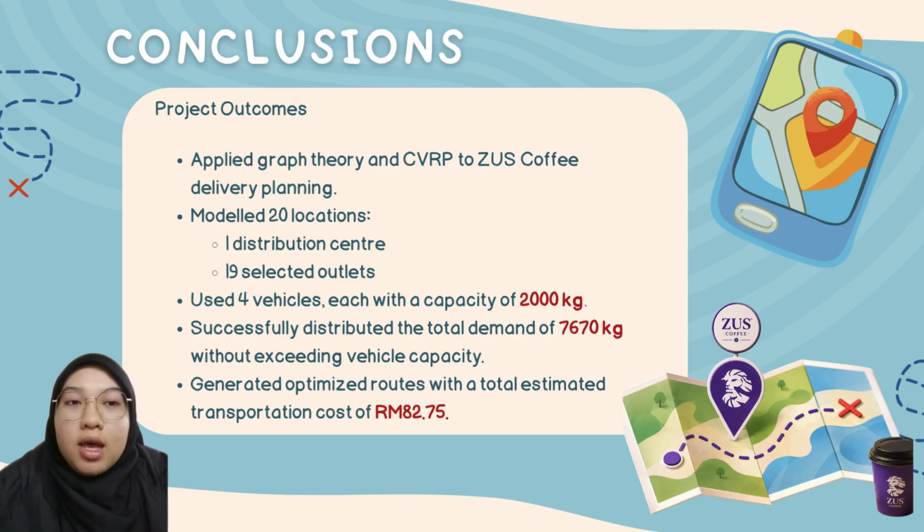Overall, this study shows that graph theory and optimization tools can help to produce a more systematic delivery plan, reduce unnecessary traveling, and also manage the physical capacity effectively.